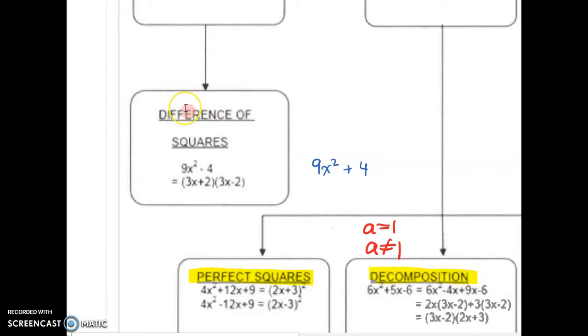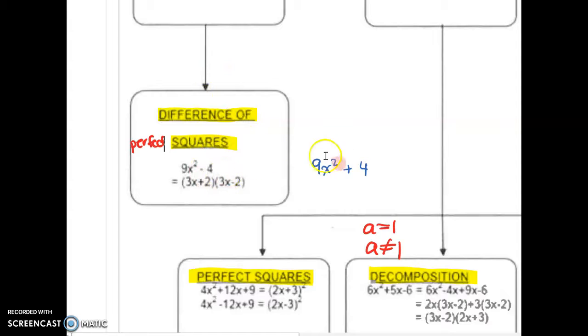Now, a difference of squares is the technique we're going to use. And in the words, you can see that we have the word squares again. So just like the last technique we learned, which is perfect squares, this one only deals with values which are perfect squares. So if you look at the two example binomials, 9x squared minus 4 and 9x squared plus 4, they're both perfect square values, 9 and 4 are.